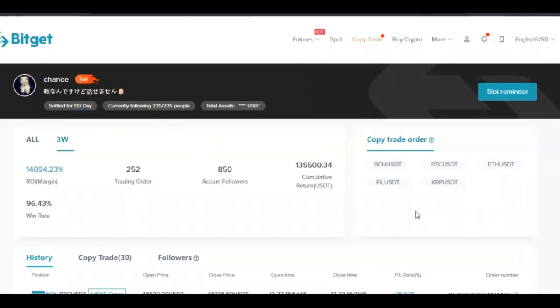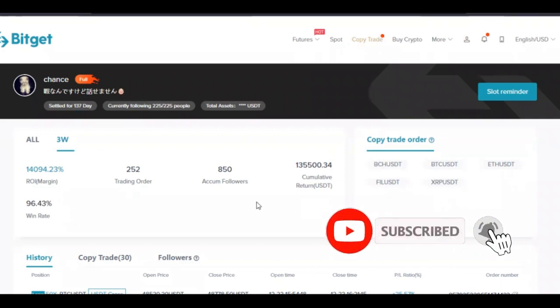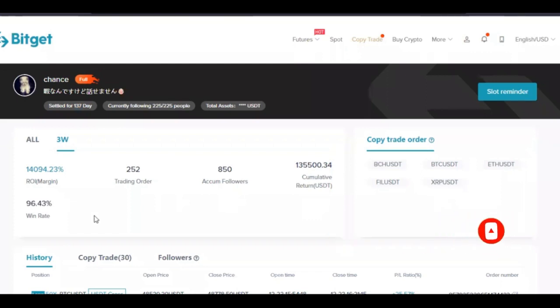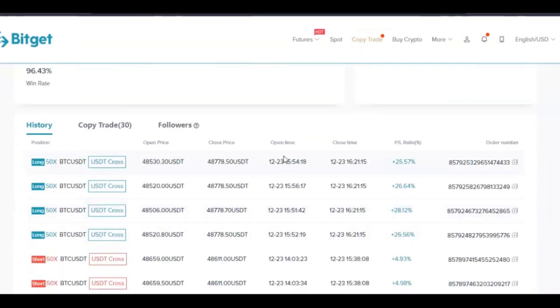The pairs that this person is trading are BCH, which is Bitcoin Cash, BTC, Ethereum, and then Phil USDT, and then XRP USDT. These are the pairs that this person is trading, and his win rate is about 96.43%. This is amazing. And then he has been able to make this for the past 3 weeks. This is the profit he has been able to accumulate for the past 3 weeks. And then this is the history of his trade.